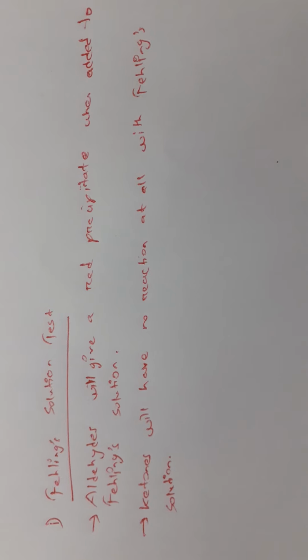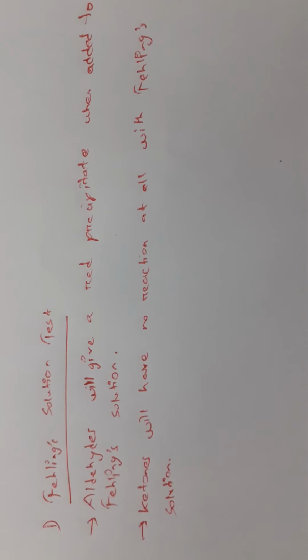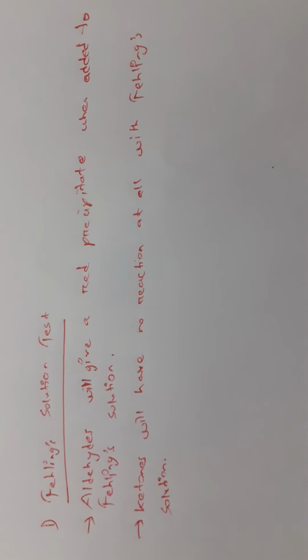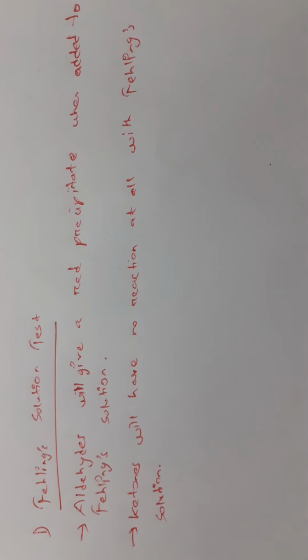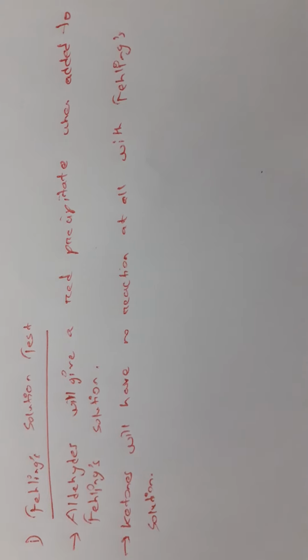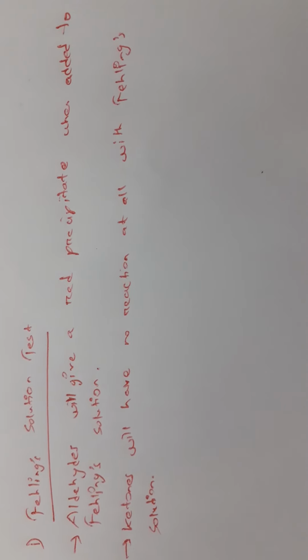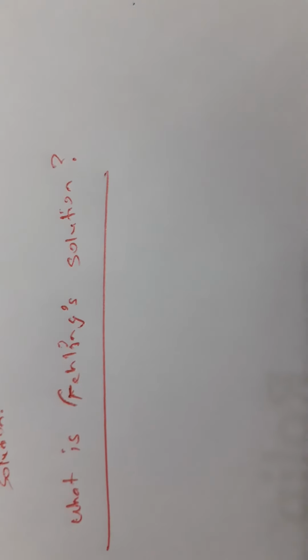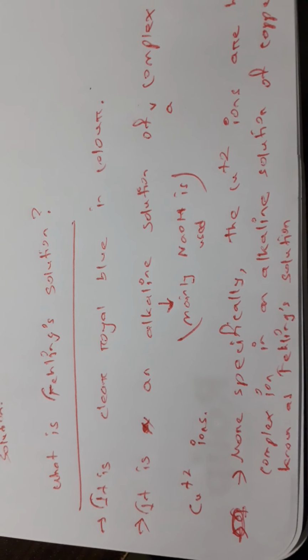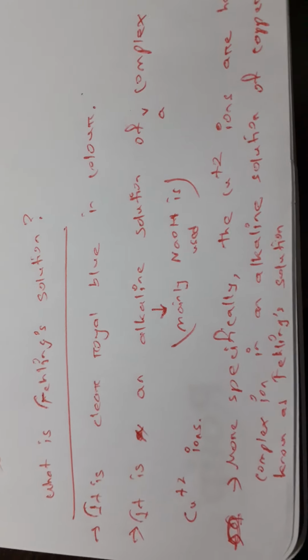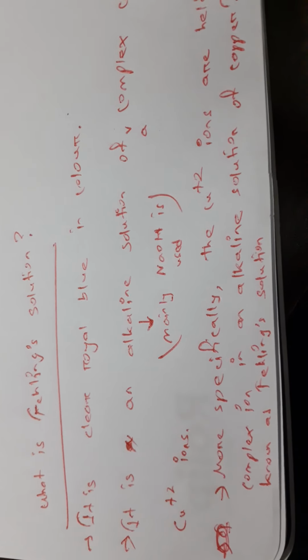So first we are going to learn about the Fehling solution test. The main observation in this test is that aldehydes will give a red precipitate when added to Fehling solution, and ketones will have no reaction at all when added to Fehling solution. Now you guys might have a question, what is Fehling solution? So, first of all, the Fehling solution is clear royal blue in color.